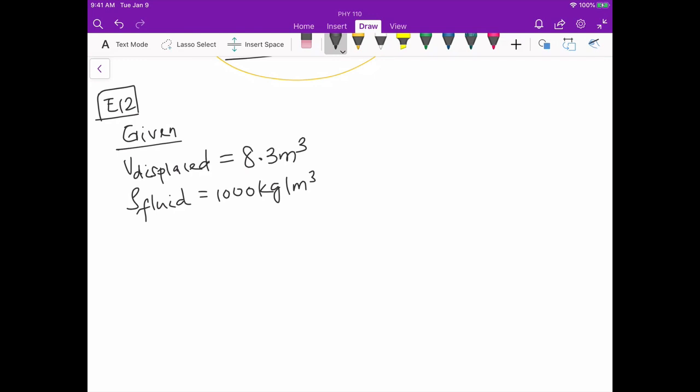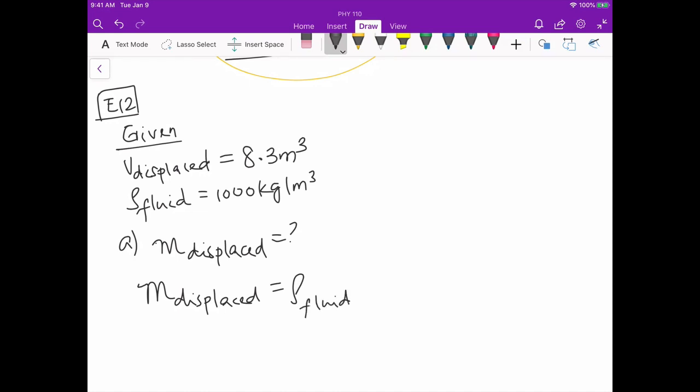So now for part A, you are asked to determine what is the mass of the water displaced. So the mass of displaced equals what? Mass is density times volume. The density of the fluid, because it's a fluid that's being displaced, multiplied by how much volume is displaced.